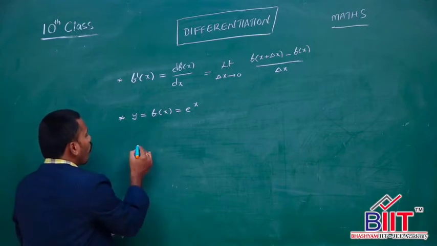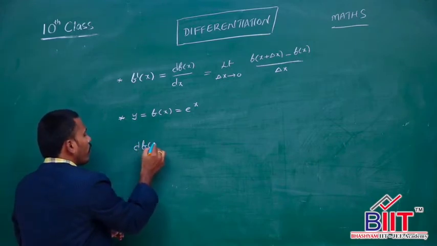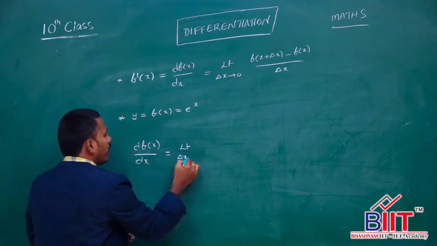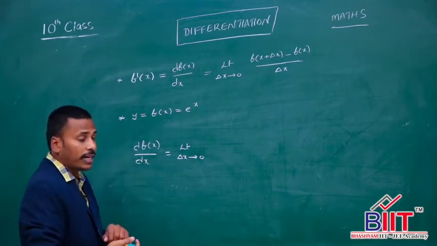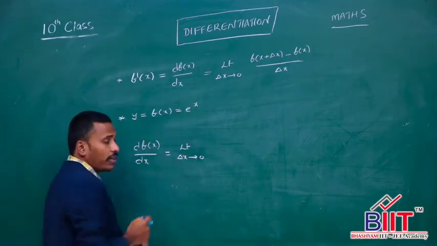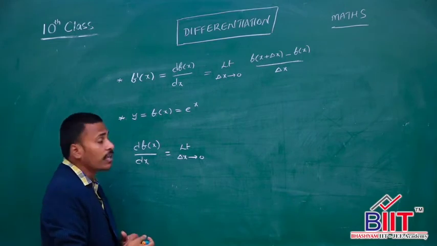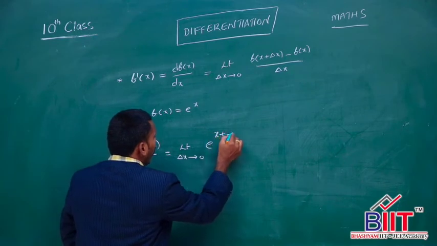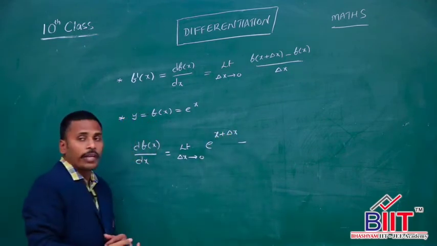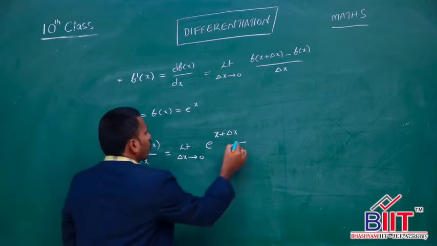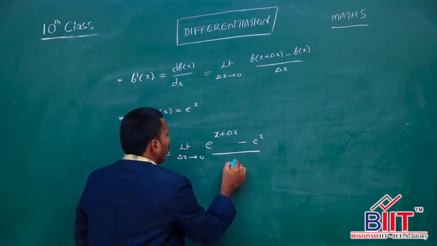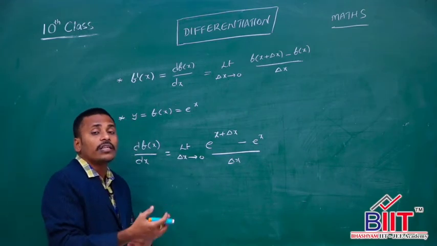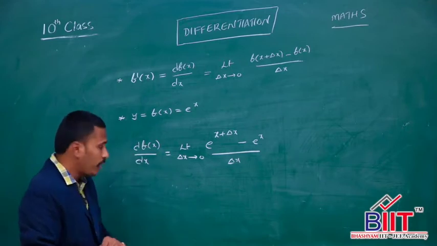So, what is the derivative of this function, which is d f(x) with respect to x, equal to limit Δx tends to 0, f(x + Δx). Our f(x) is e^x, then what is f(x + Δx)? Replacing x with x + Δx, that is nothing but e^(x + Δx) minus f(x). And what is f(x)? Sure, it is e^x, divided by Δx. So, if you calculate this limit, that represents the general derivative for the function e^x.